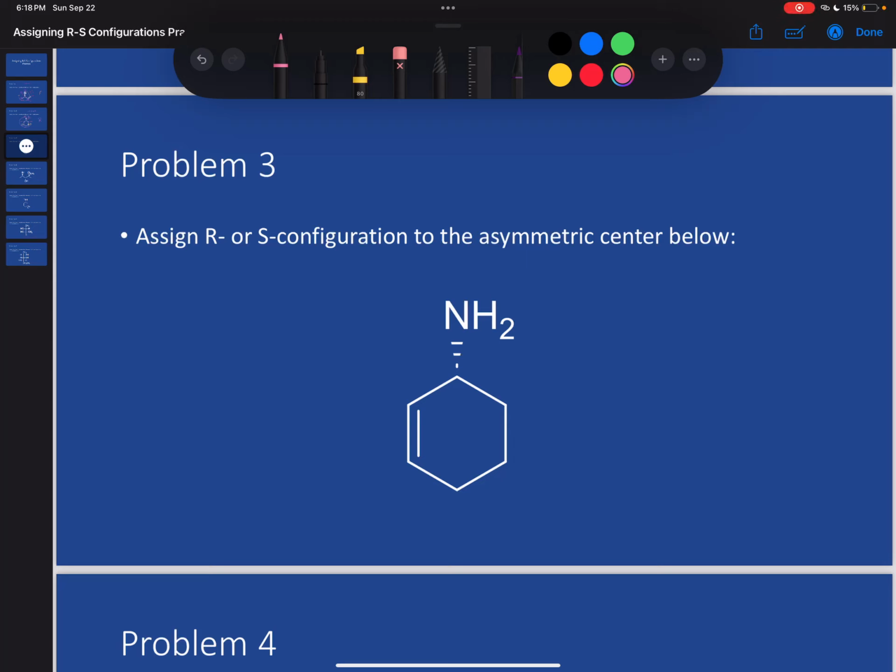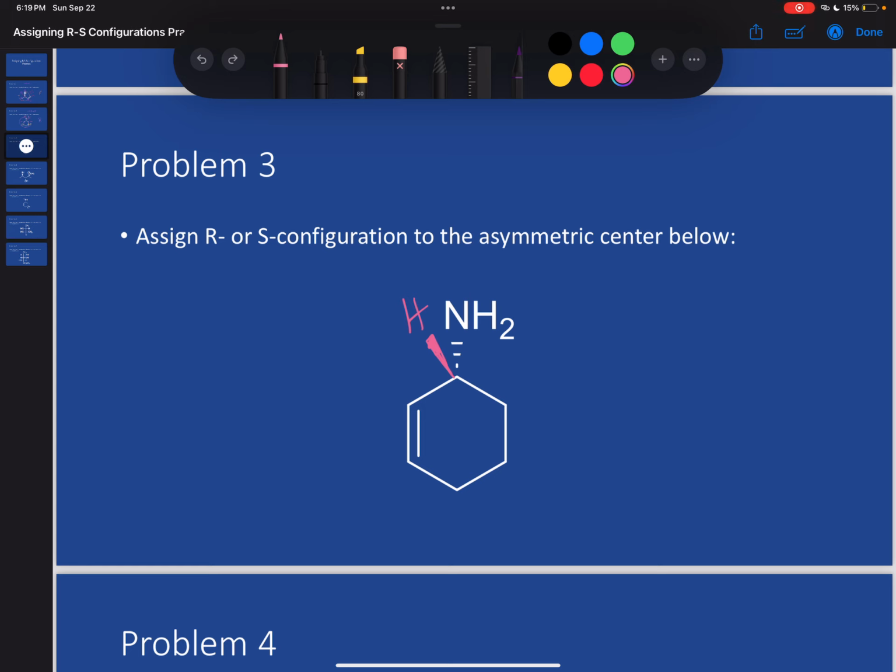Okay, so problem number 3, we are going to assign R/S to the asymmetric center in the compound below. If you haven't checked out videos 1 and 2, I'm just going to go ahead and draw my hydrogen on a wedge. I know it's on a wedge because this amine is on a dash, and if I have a dash, I must also have a wedge, and if I don't see it, I know that it should be hydrogen.